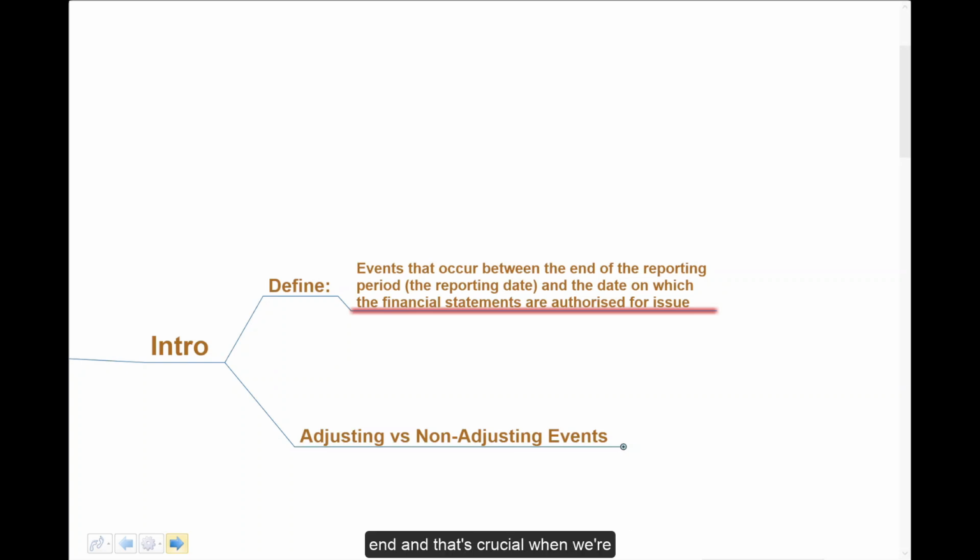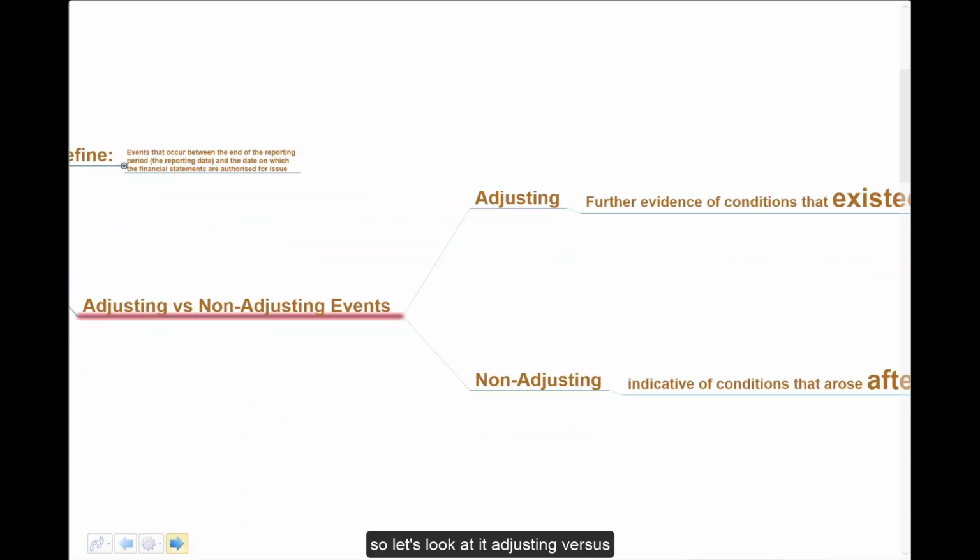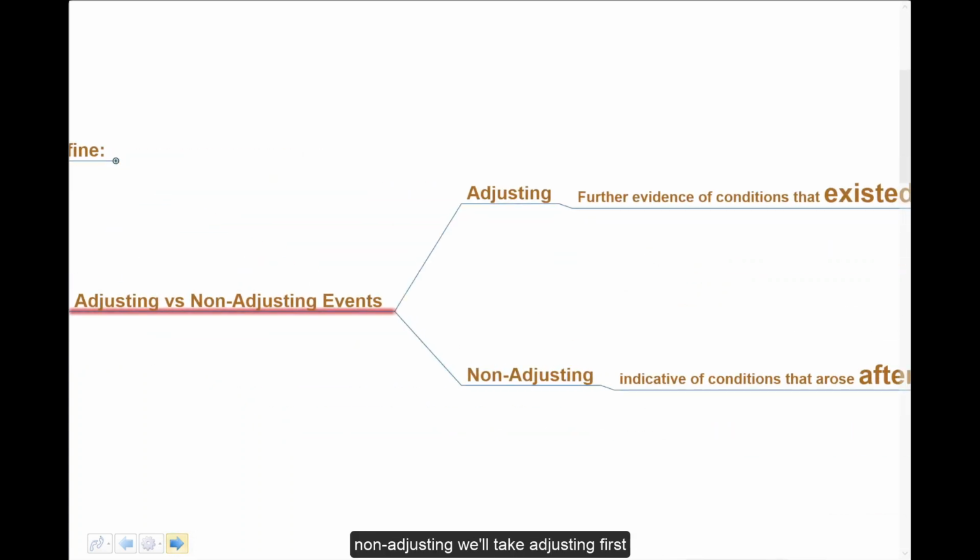And that's crucial when we're dealing with slightly more complex questions, because the examiner is quite cute with this standard. He's going to mess around with dates. So we've got to have a fix on them. We've got one window into which to consider whether or not events are adjusting or non-adjusting. So let's look at adjusting versus non-adjusting.